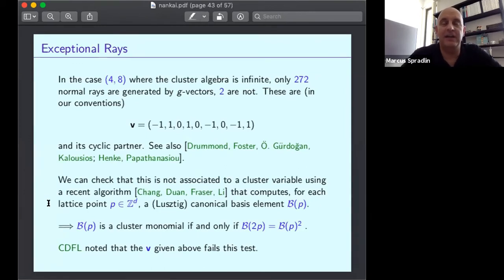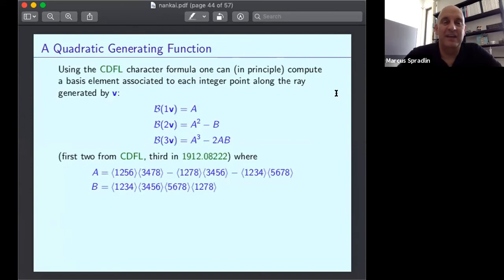But we used a criterion from a recent paper by Chang et al. that lets you do a particular calculation. You're basically calculating a certain character or invariant associated to these vectors, and you can check whether or not something is a cluster variable. And in fact, this vector appears in their paper as one of their examples. So that was really exciting. Using the character formula in that paper, you can in principle compute what's called a cluster algebra basis element along each integer point along the ray.